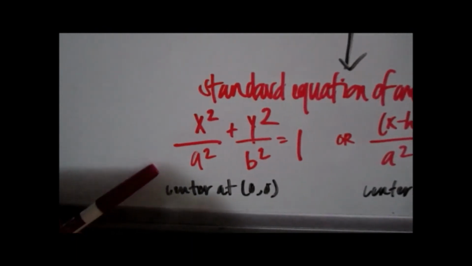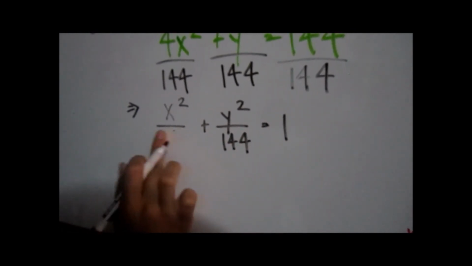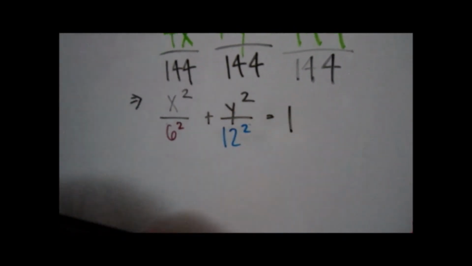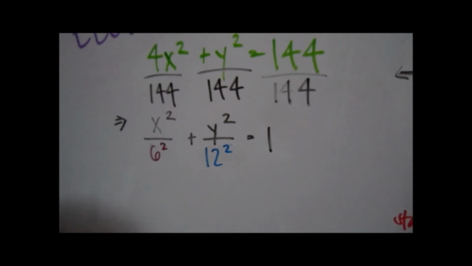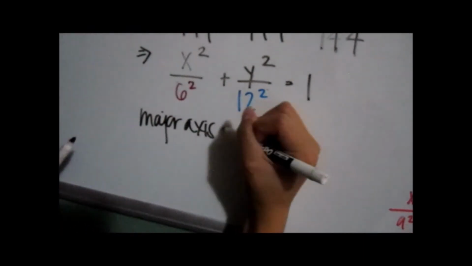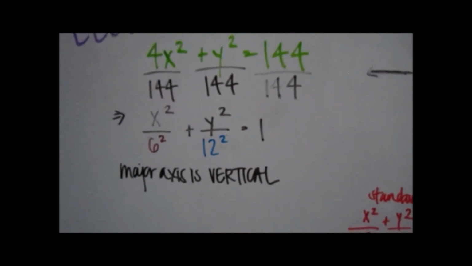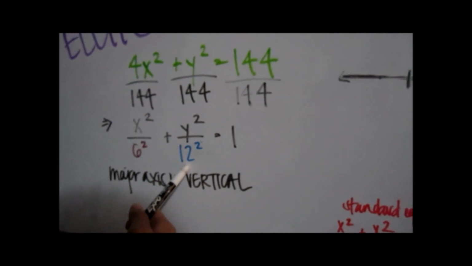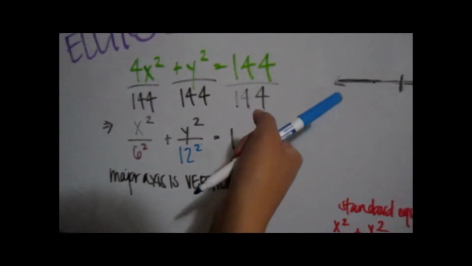According to the standard equation, we take the square root of both numbers, and that tells us how many units we will be going on the x-axis and on the y-axis. So that would become 6 squared, and this will become 12 squared. Because the larger number is under the y, that's going to be the major axis. So the major axis is going to be vertical. So we're going to travel 12 units up and 6 units to the right and left.